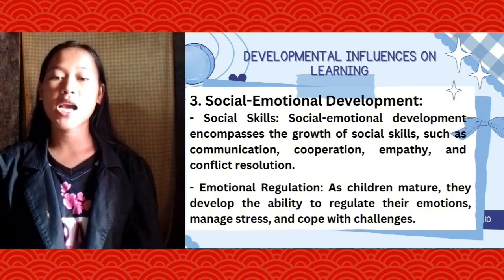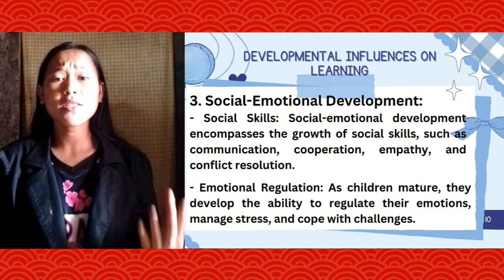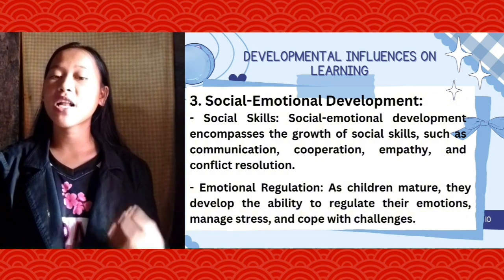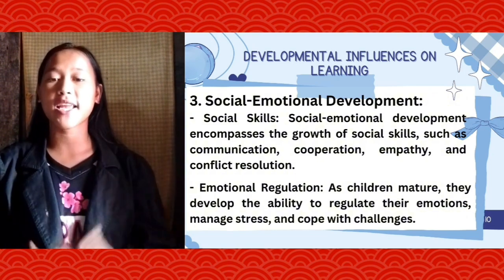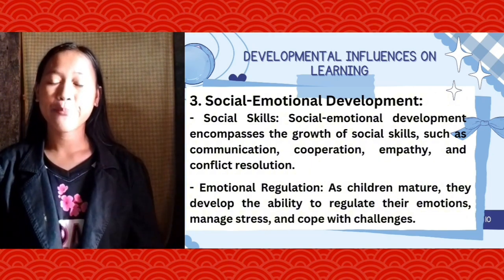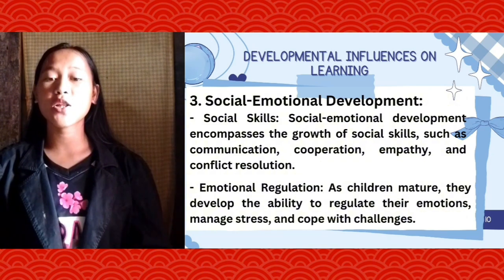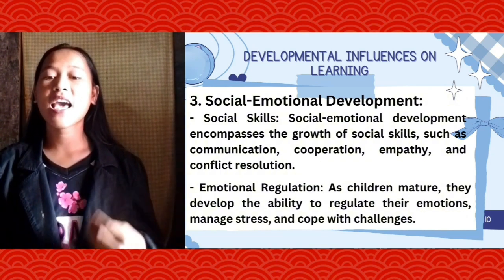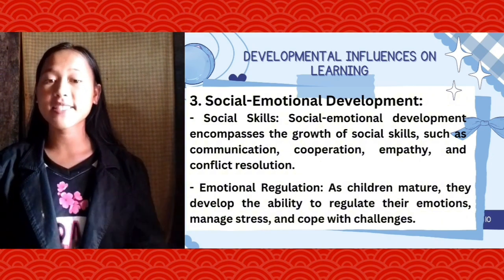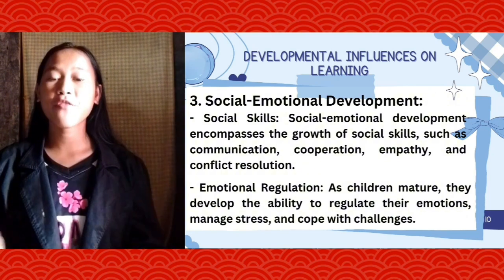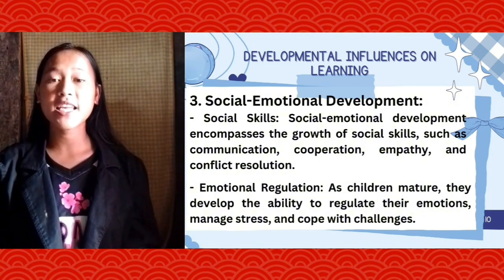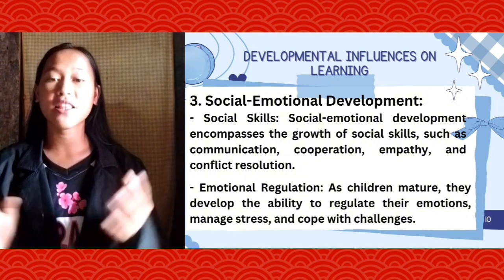So the next one is emotional regulation. As children mature, they develop the ability to regulate their emotions, manage skills, and cope with challenges. Emotional regulation is a vital skill that helps children navigate the complexities of life. By fostering these abilities, we can support children in becoming emotionally healthy and successful individuals.